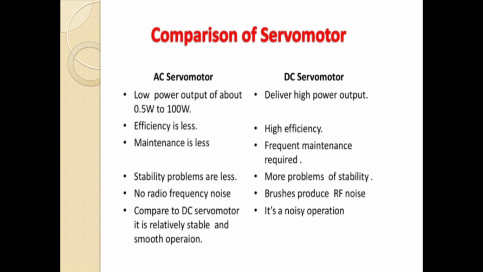AC servo motor stability problems are less, and the DC servo motor has more stability problems. The AC servo motor has no radio frequency noise, while DC servo motor brushes produce RF noise. The AC servo motor has relatively stable and smooth operation compared to the DC servo motor, which has noisy operation.